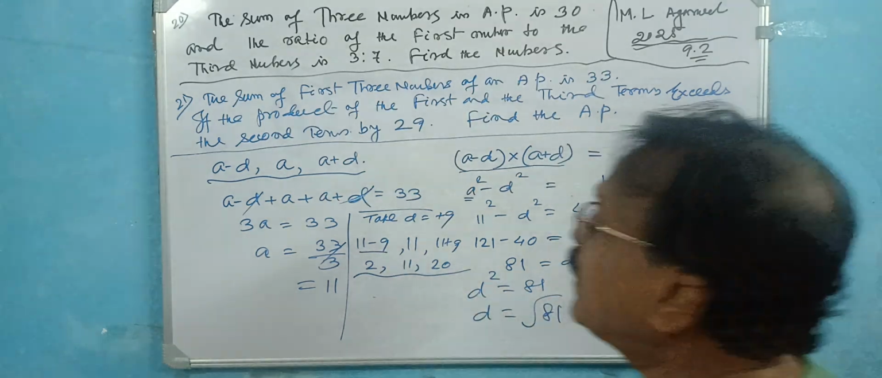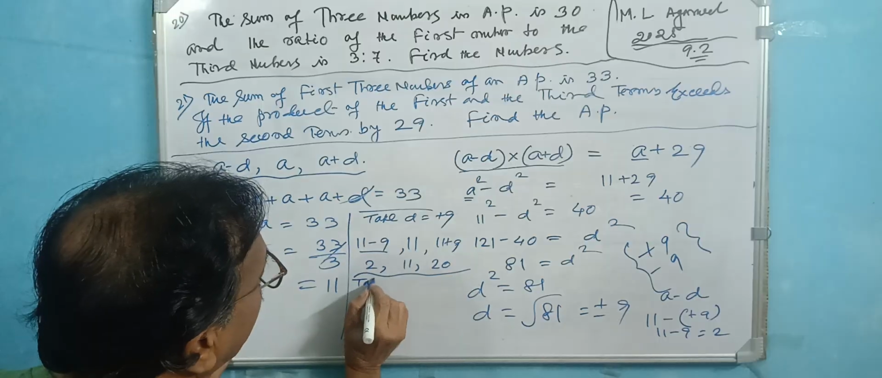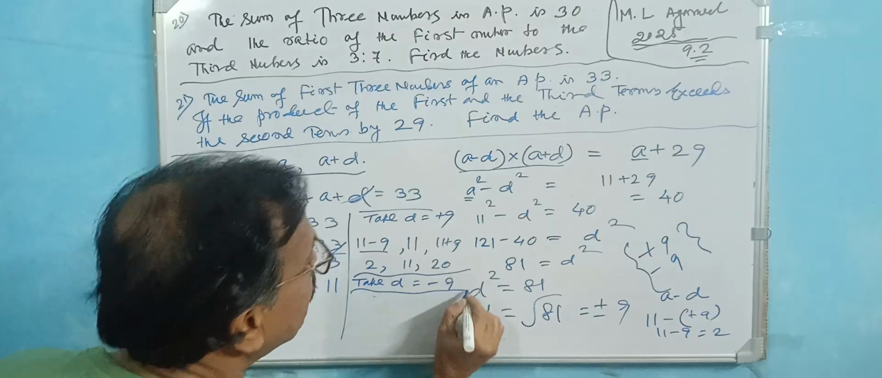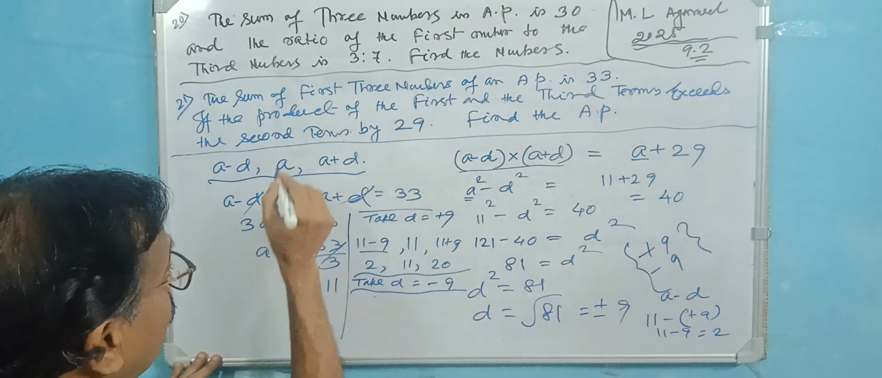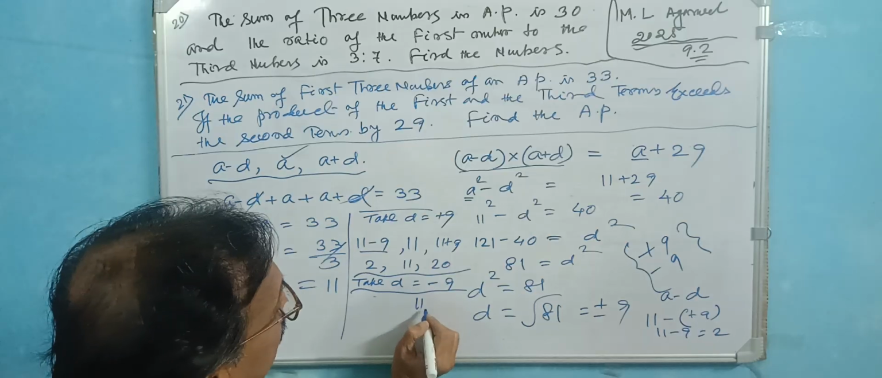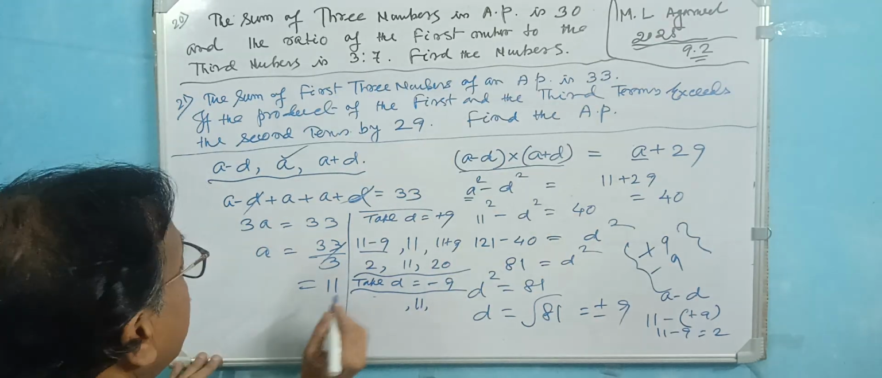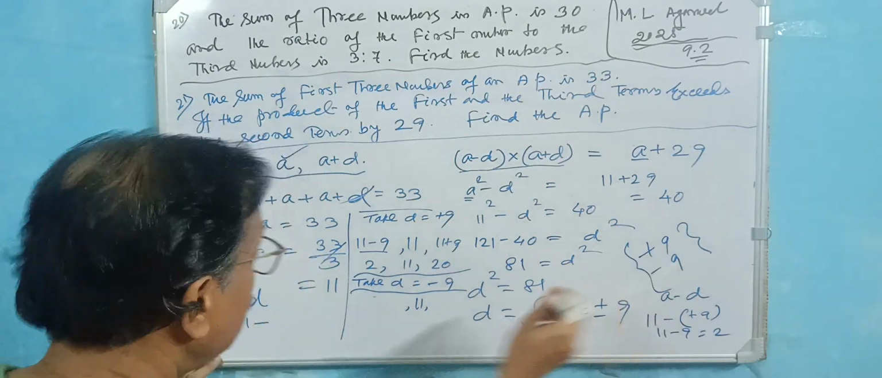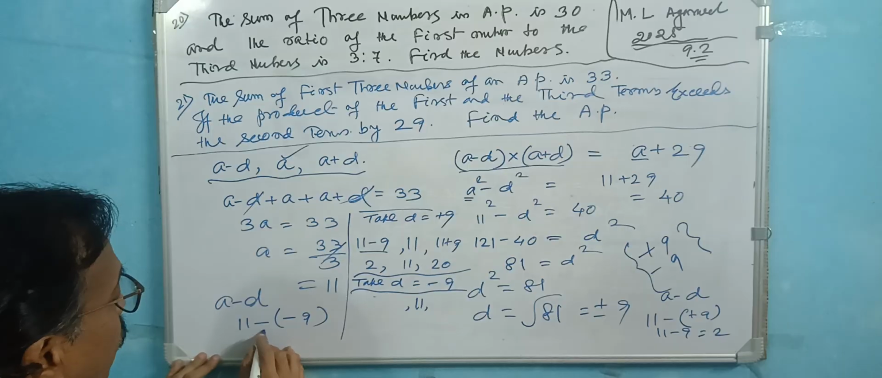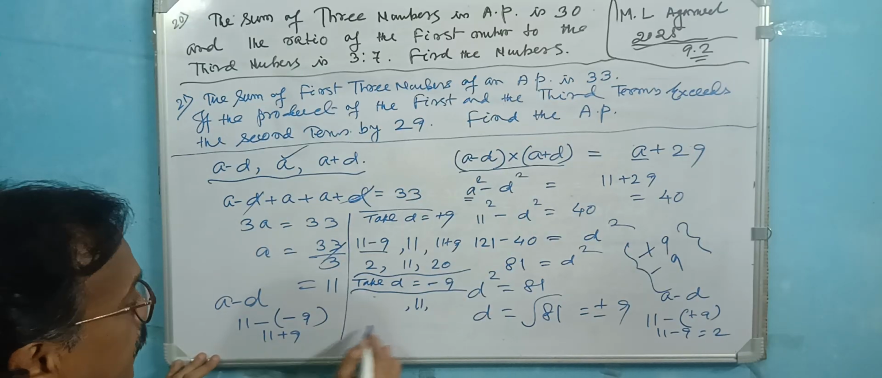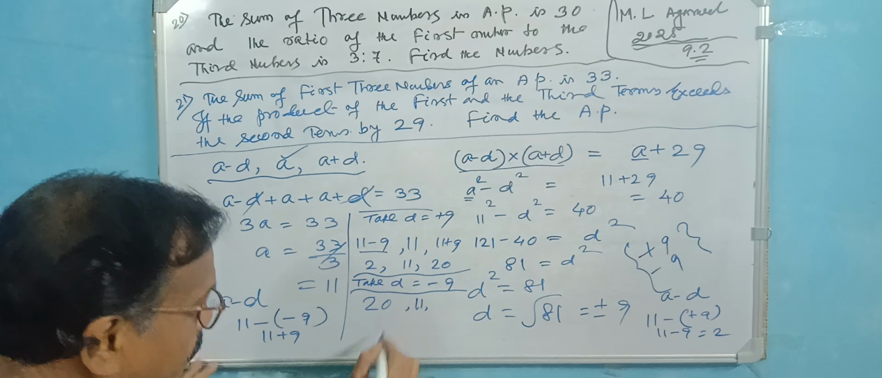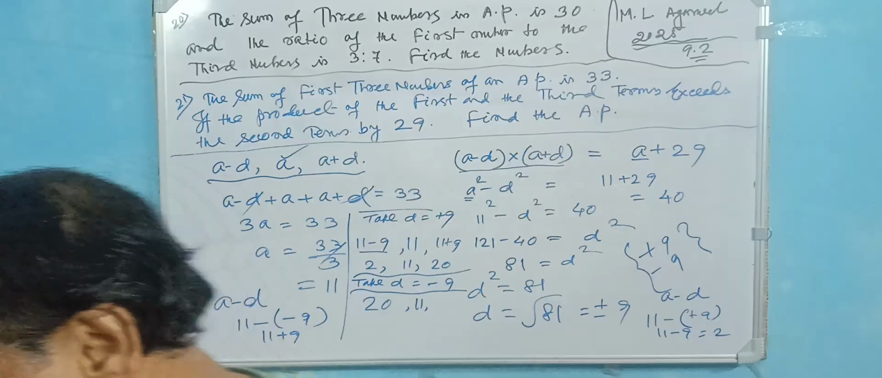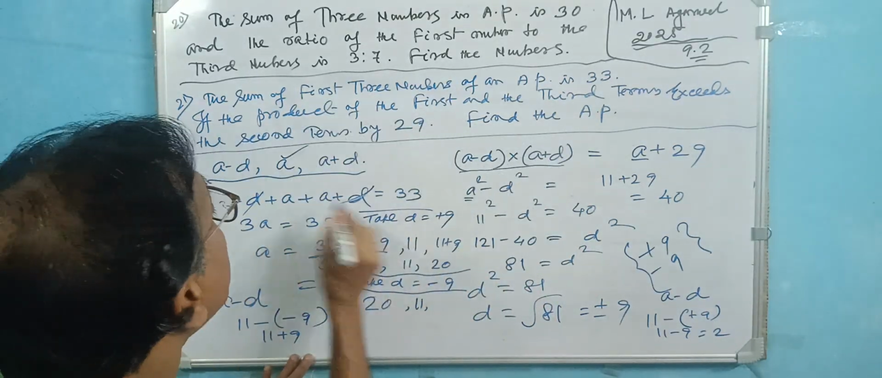Clear? Now when you take D as minus 9, okay, clear? So first one is A. A is 11 always. A minus D. A is 11 minus, what is D? D you take as minus 9. So for that, 11 minus minus is plus. So this is 20. It's just reversed.